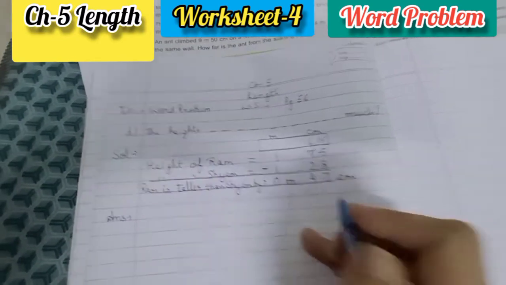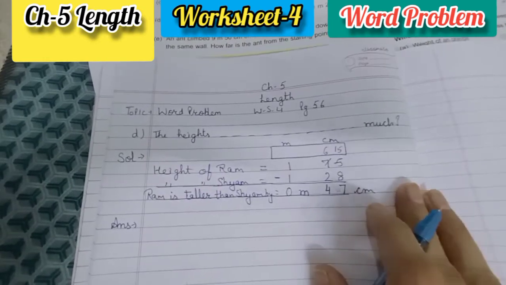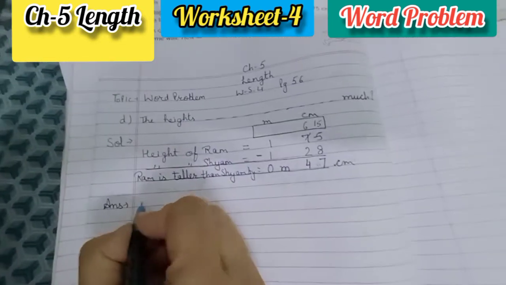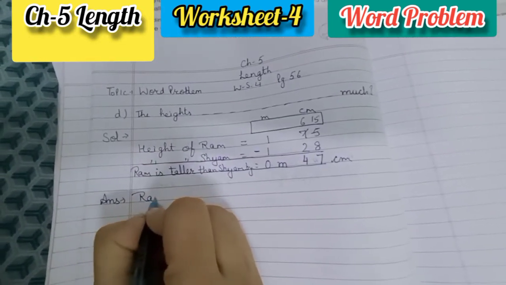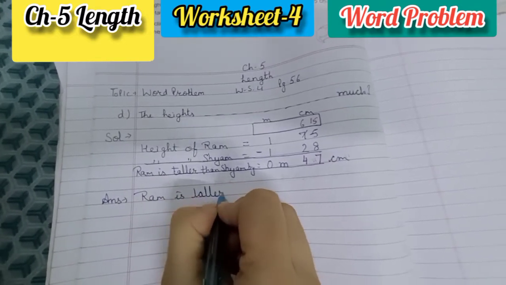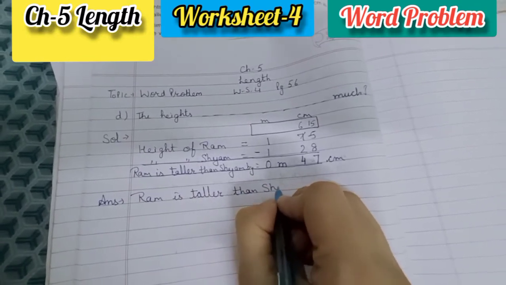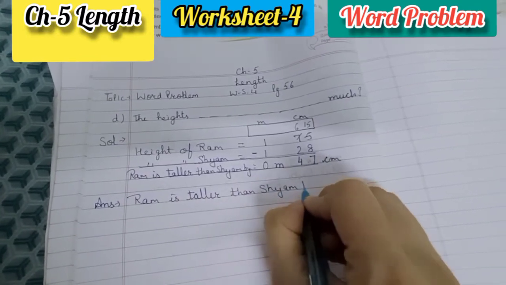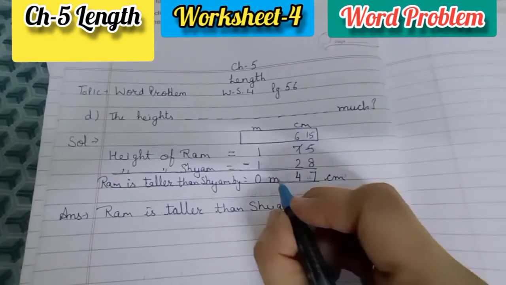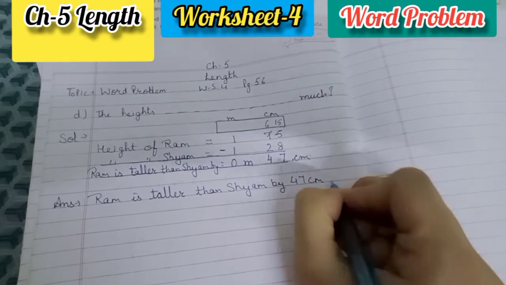And in answer, no need to write 0 meters because meters has no value. So we will write only centimeter. So in answer we can write Ram is taller. Who is taller? Ram. Ram is taller than Shyam by, no need to write the meters here, by 47 centimeter.